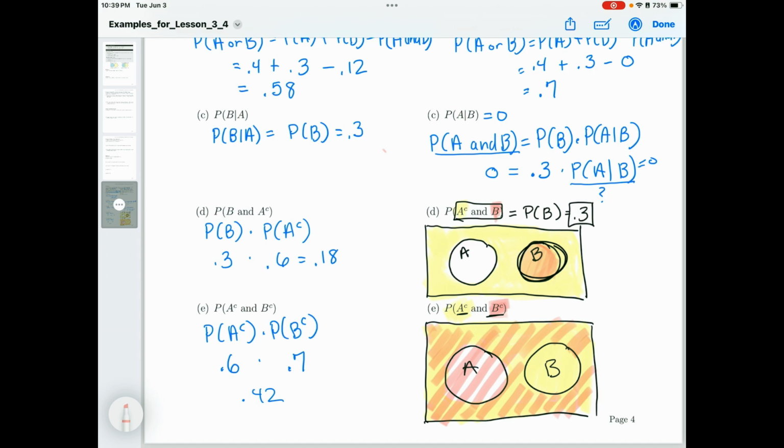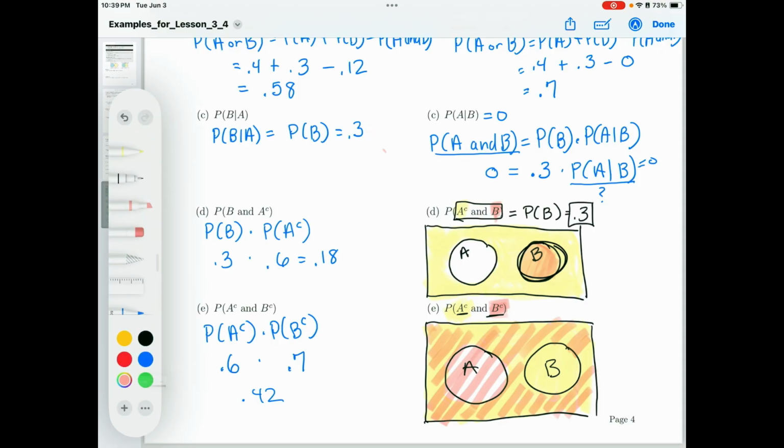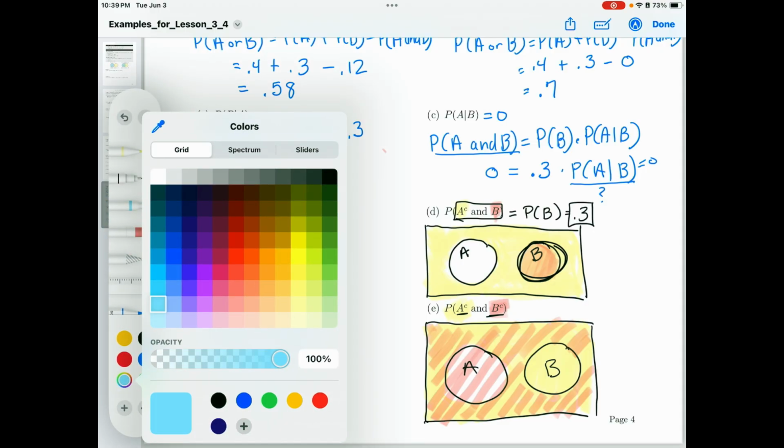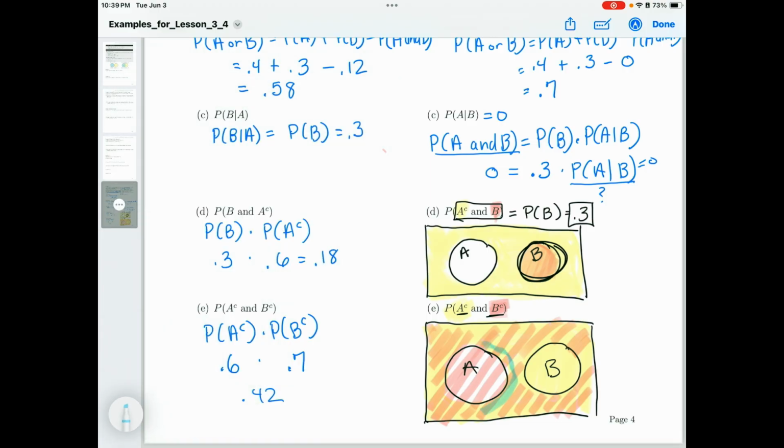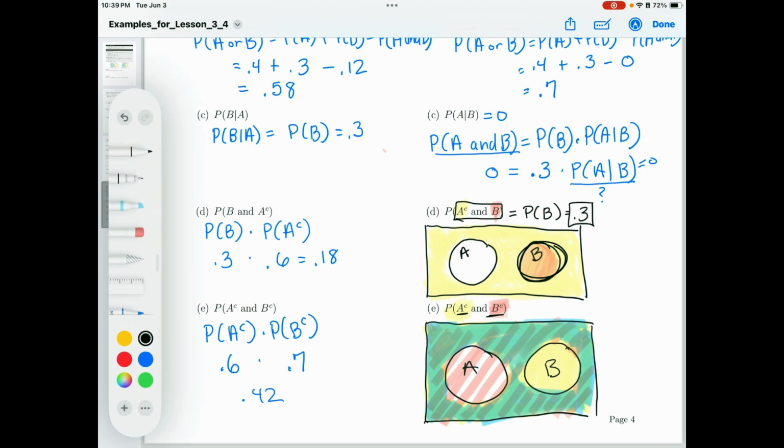So we need to find where the yellow and the pink overlap. And that happens outside of A and B together. So that is all this area. I'll do it in blue. So that the place where they overlap is everything outside the circle for both of them. And this blue shaded color, the whole box represents everything. So that's 100% or 1.